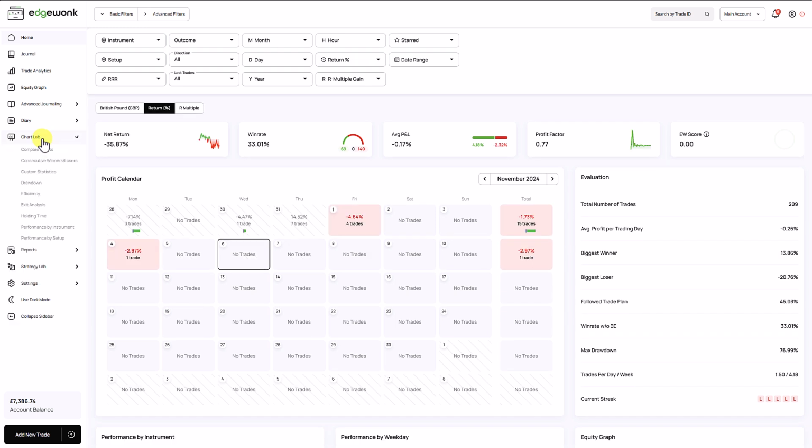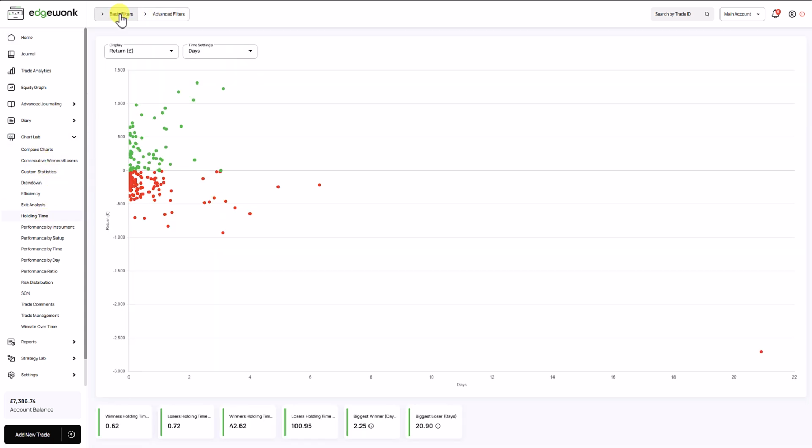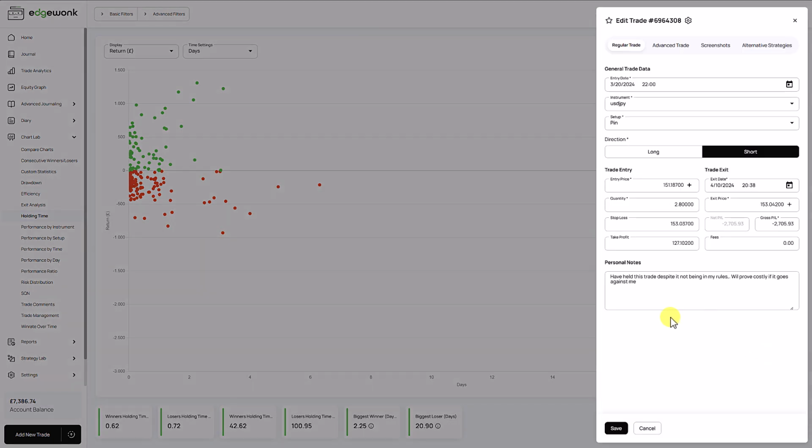Another fascinating thing here is what I found on the holding time. And what you can see is that there's one outlier on the far bottom right. And this is the largest loss, and it's also the trade that he has held the longest. And let's open up this trade by just clicking on the dot here. And what he wrote here is, have held this trade, but despite it not being in my rules. So starting with, this was a trade that he should never have been in. And he has held it much, much longer than he should. And this turned out into his largest loss.